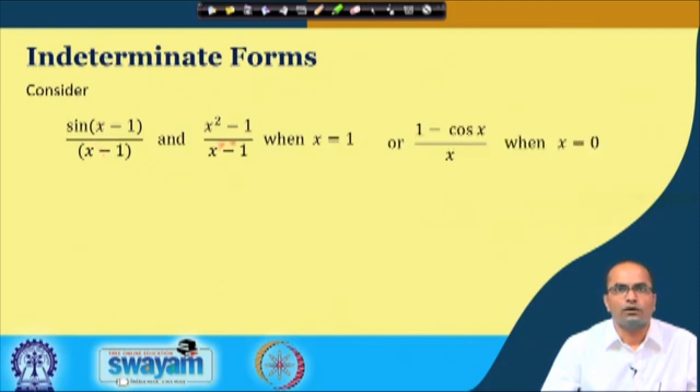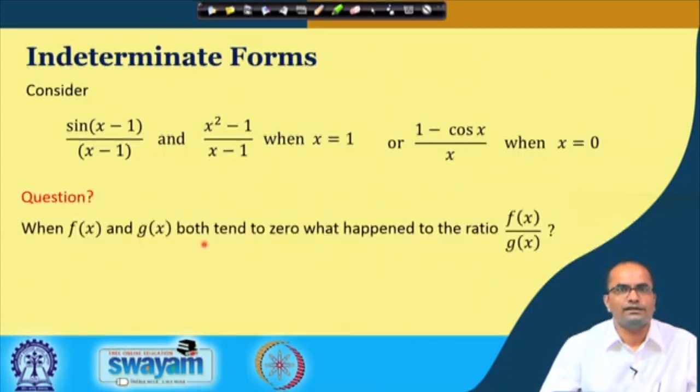Or for example, we have 1 minus cos x over x, and we want to see what will happen to this expression when x is equal to 0. If we put x is equal to 0 here, cos 0 is again 1, so 1 minus 1 is 0, and we have 0 divided by 0. So, we have another 0 by 0 form, which cannot be evaluated directly by substituting x is equal to 0. So, the question is that when f and g both tend to 0, what happens to the ratio f x over g x? These are the situations we have considered in these examples. In each of them, f x and g x both tend to 0, and now we want to see what will happen to these expressions.